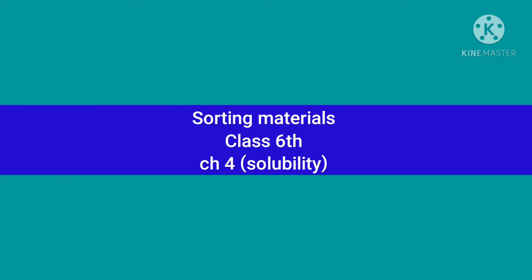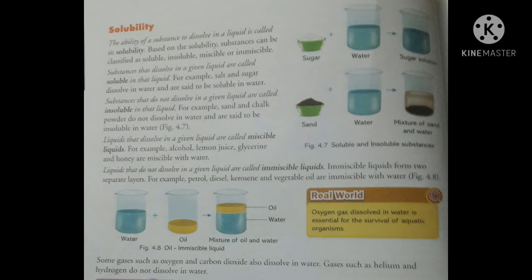Sorting Materials, Class 6th, Chapter 4, Solubility. The ability of a substance to dissolve in a liquid is called its solubility. It means that if the substance dissolves in a liquid, meaning it disappears, then it is soluble.